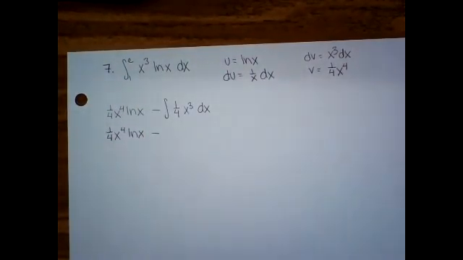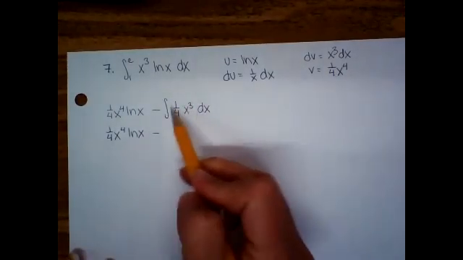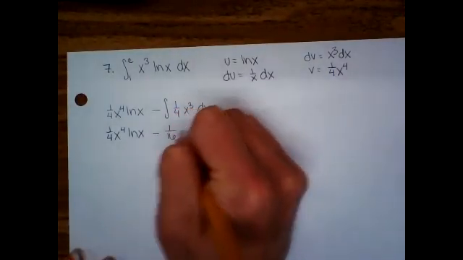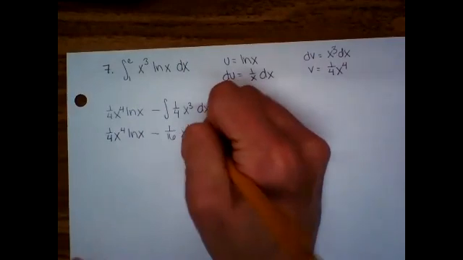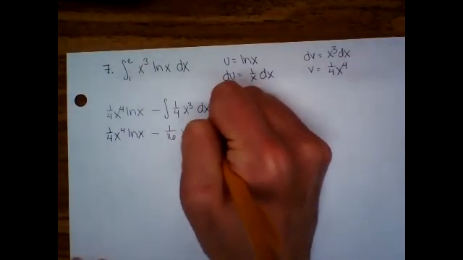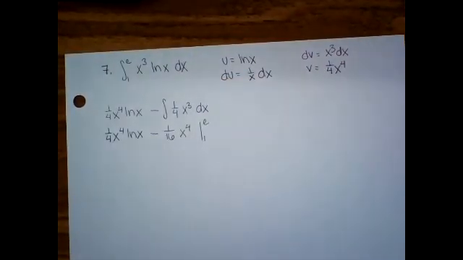Minus, all right, and then what is that antiderivative going to be? Good, because it would be 1/4 x to the fourth times another fourth, so 1/16 x to the fourth. Don't put a plus c, put such that 1 to e, and then we're going to evaluate upper boundary minus lower boundary.